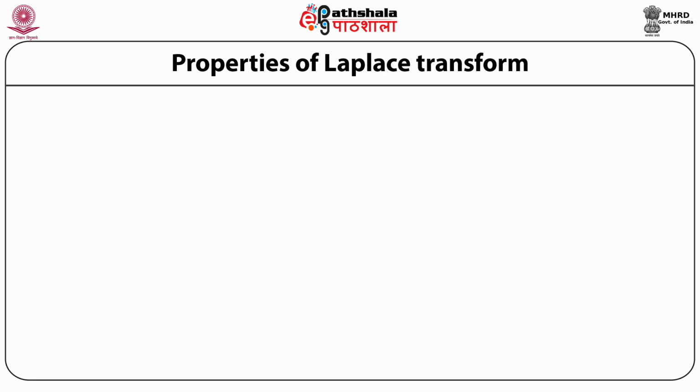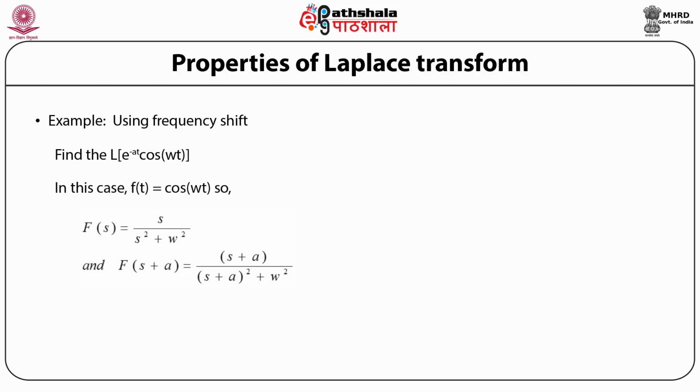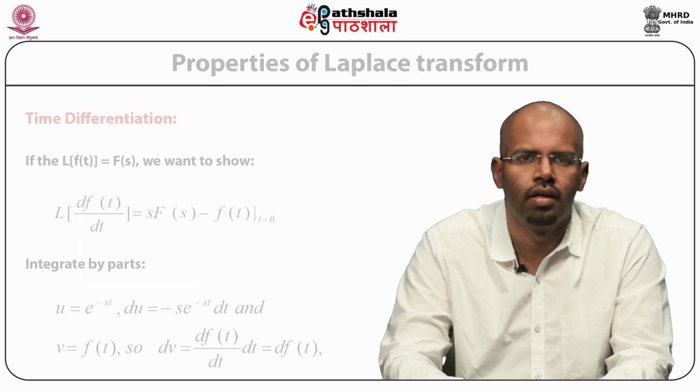Properties of Laplace transform. We are going to do frequency shift on cos omega t, which is the function f of t. So f of s is equal to s divided by s squared plus omega squared, and f of s plus a is equal to s plus a divided by s plus a whole squared plus omega squared. Therefore L of e power of minus at cos omega t is equal to s plus a divided by s plus a whole squared plus omega squared.